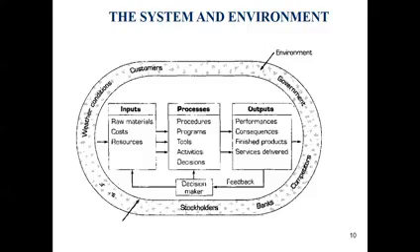Whereas in the system we have input, processes, and output. The input is given as raw material, which may be the cost and resources. The processes are the procedures, programs, tools, activities, and decisions. The outputs are the performance, consequences, finished products, and services delivered.